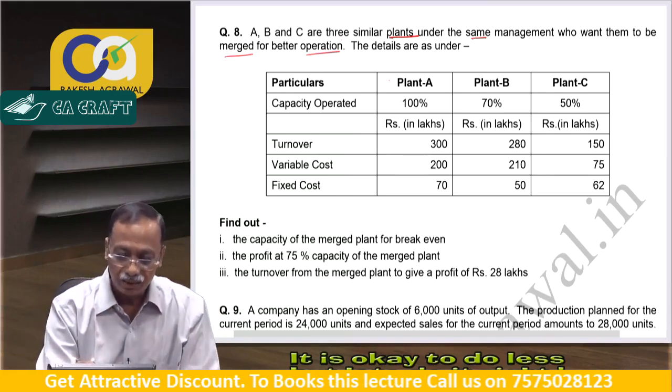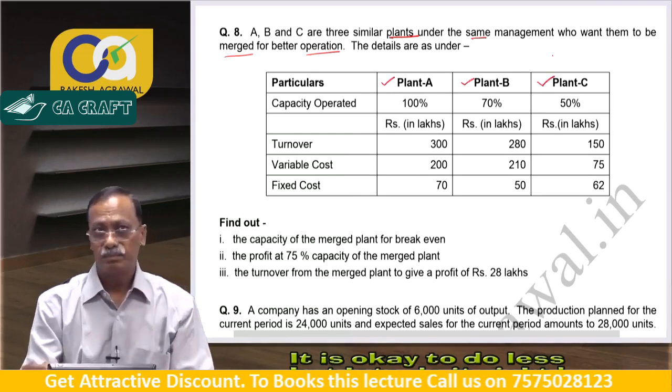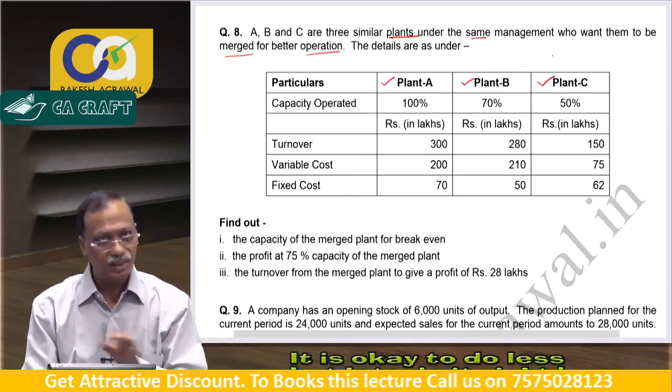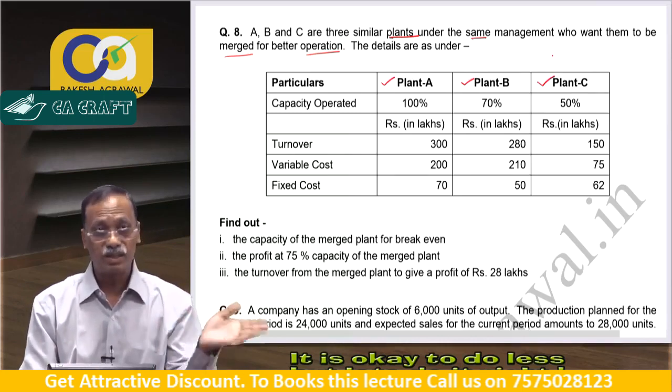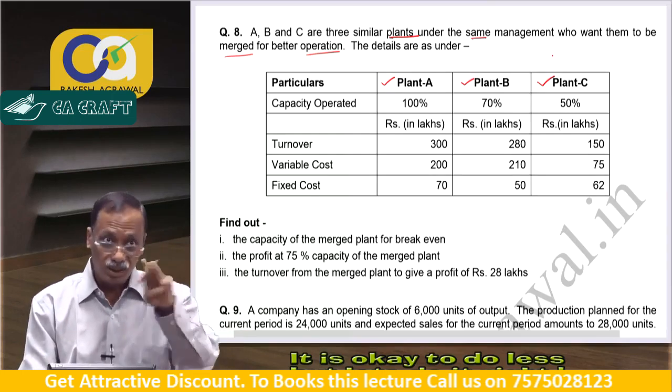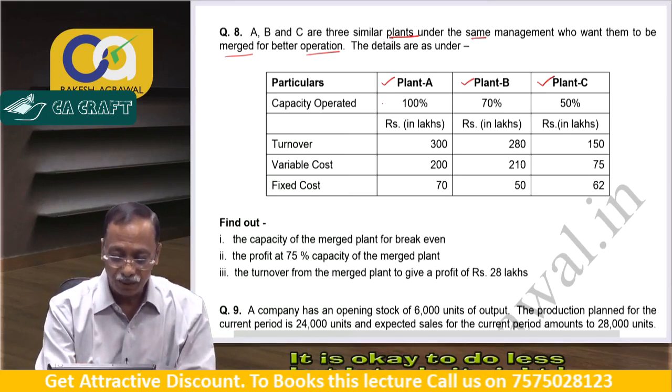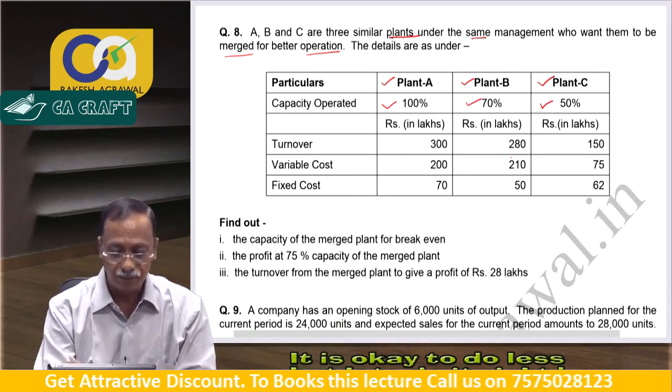The details are as under plant A, plant B, plant C. I am repetitively saying it is not product A, product B, product C. Product is same, whatever it is, manufactured by all the three plants. So there are three different plant and machineries. The capacity at which these plants are operating, A is operating at 100% capacity, B operates at 70% capacity, C is operating at 50% capacity.